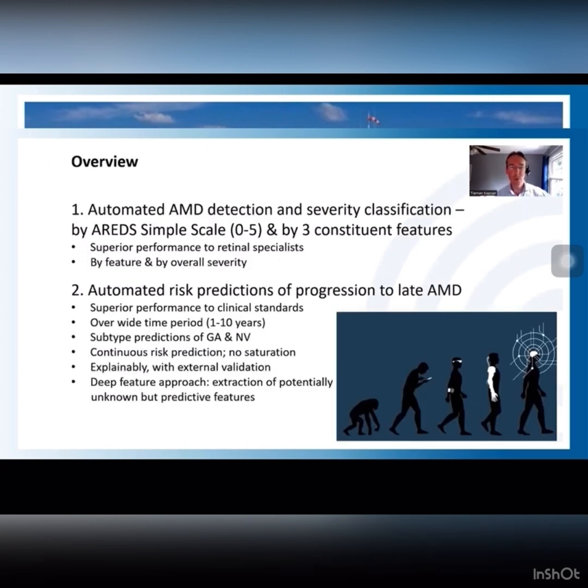So what I thought I'd do is talk first about how we've trained deep learning algorithms to perform AMD detection and severity classification, so kind of at a single point in time. And then I'll move on to talk a little bit about our work using deep learning to try and look into the future in the form of personalized medicine in AMD.